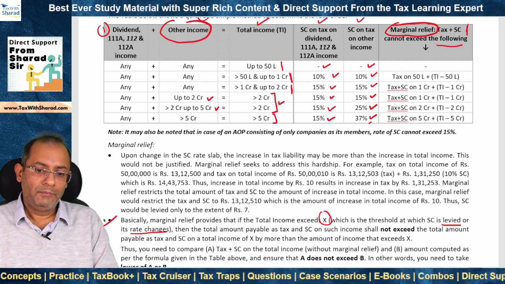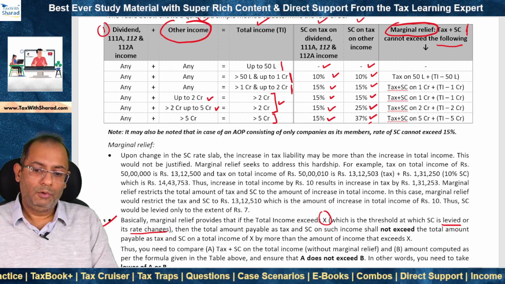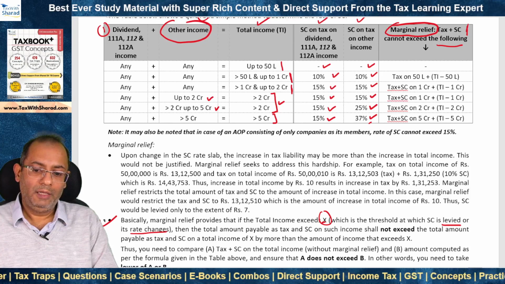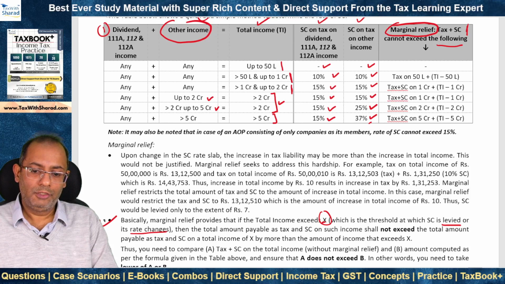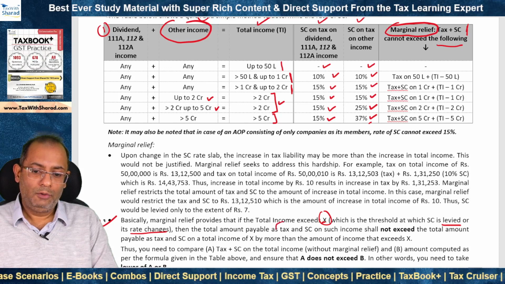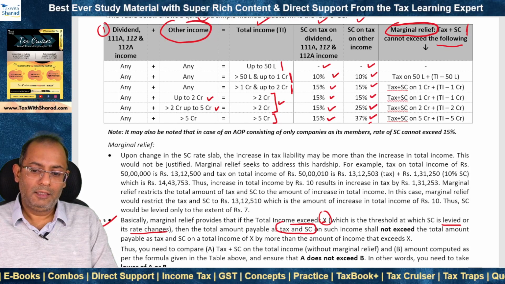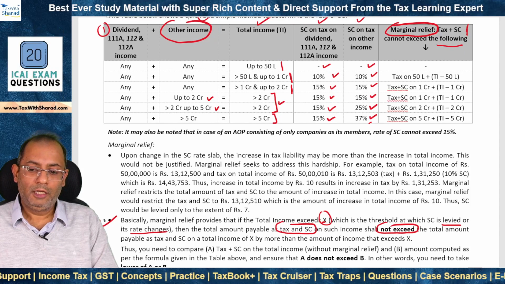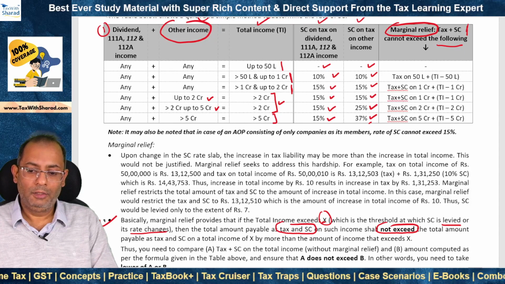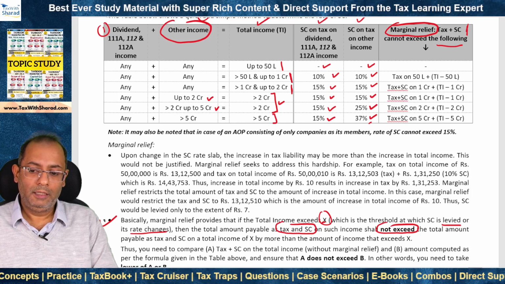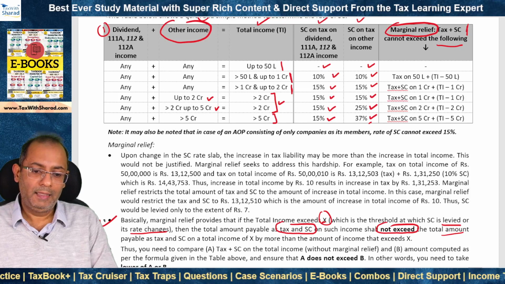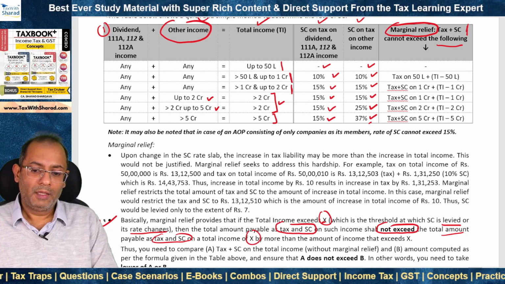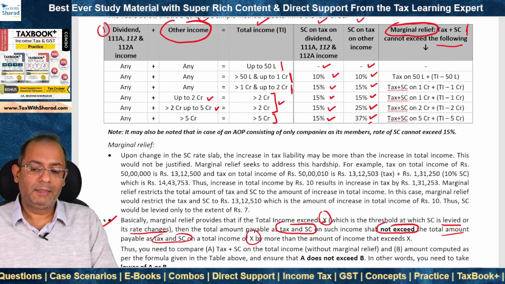So basically, marginal relief provides that if the total income exceeds this threshold, X, then the total amount payable as tax and surcharge on such income shall not exceed. So there is a limit. It shall not exceed what? It shall not exceed the total amount payable as tax and surcharge on a total income of X by more than the amount of income that exceeds X.